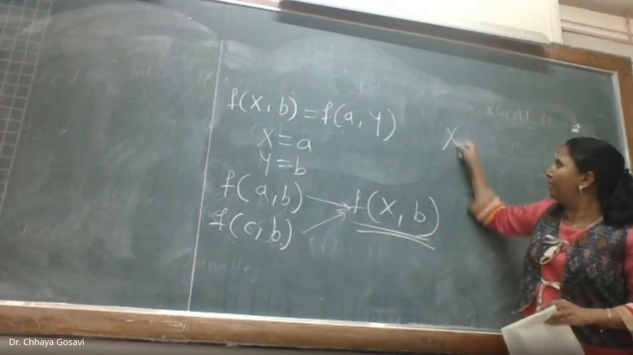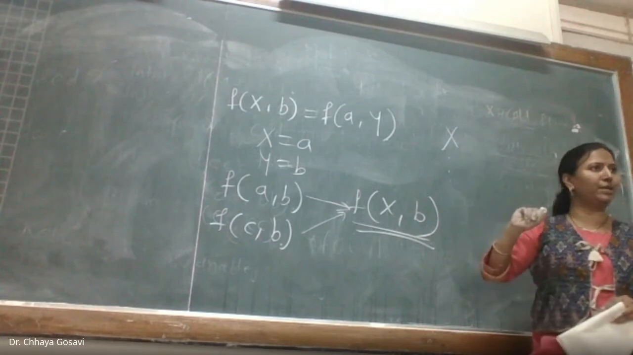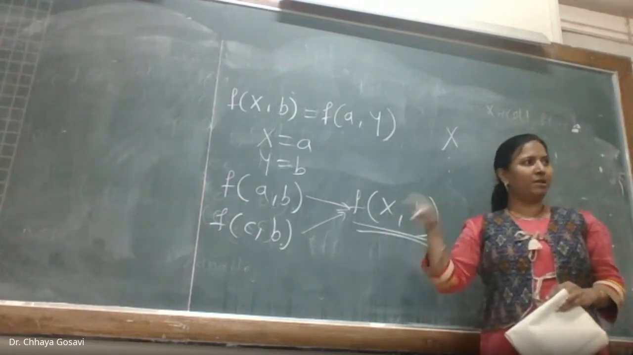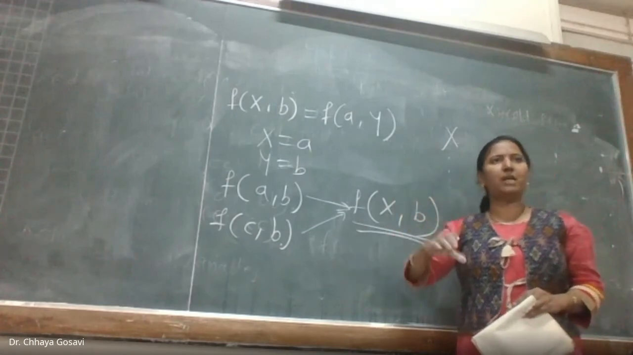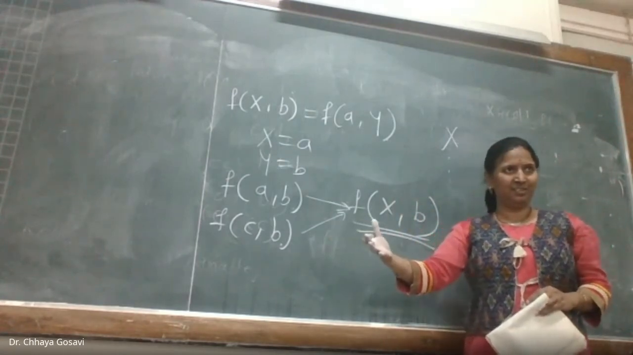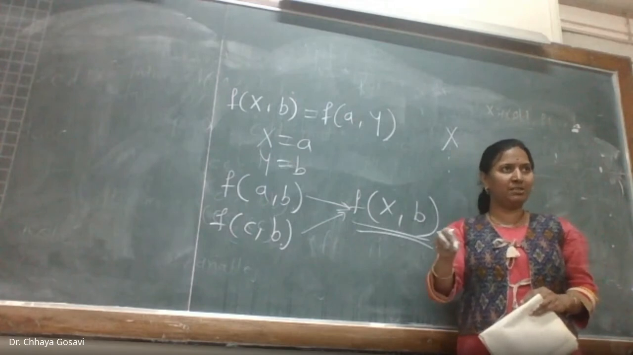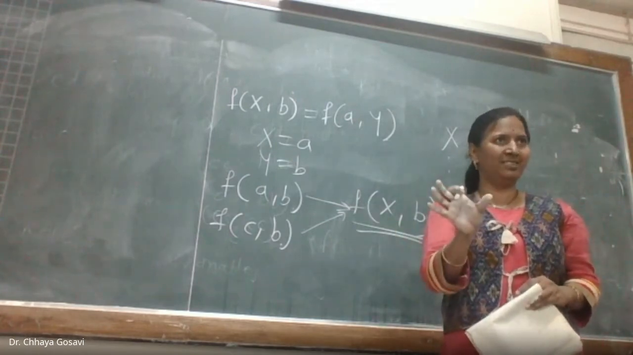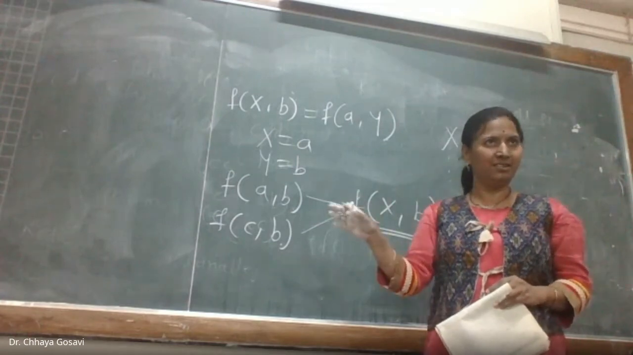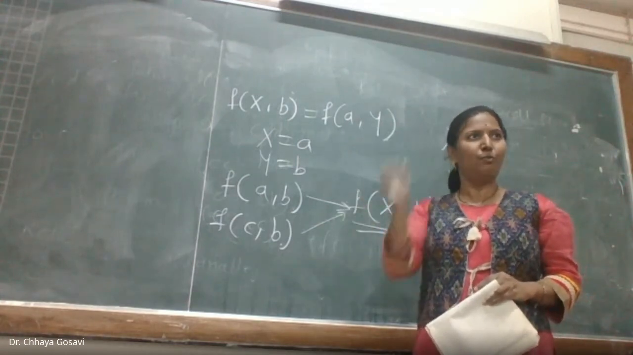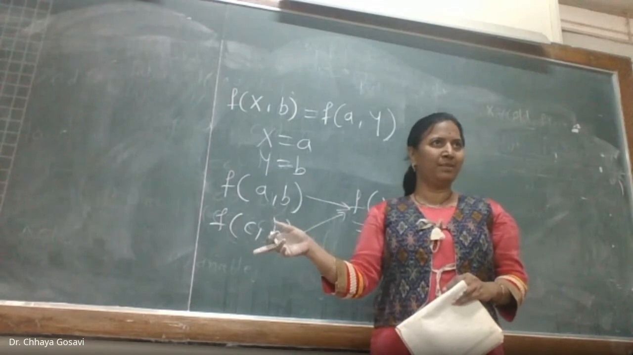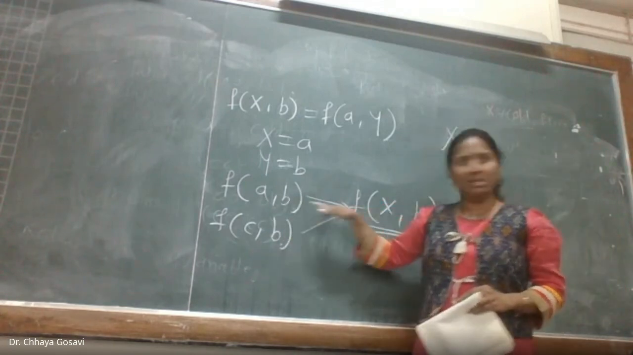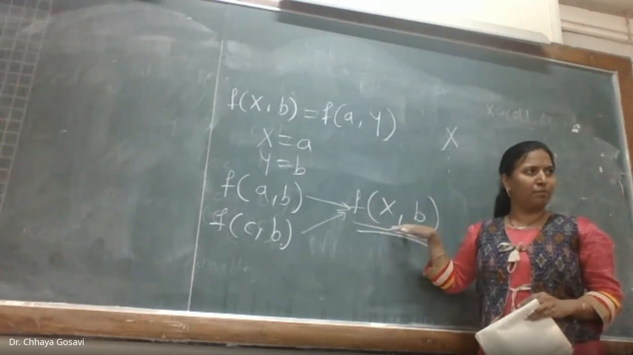X is a variable. It can be any value from your data set. For example, x comma runny nose. X can be blue, x can be cold. But when you take a particular instance, blue runny nose, it is an instance for that particular variable. There are multiple answers, and one of the answers is called an instance. Here, f(a, b) is an instance of f(x, b).